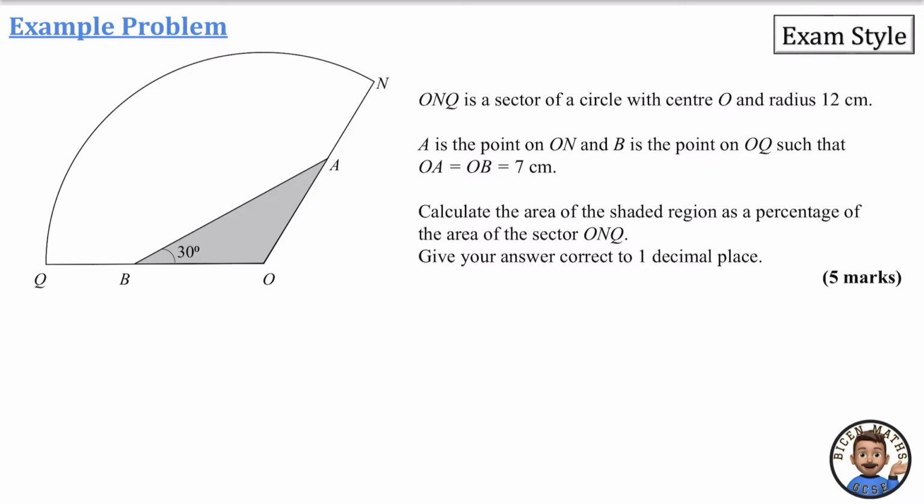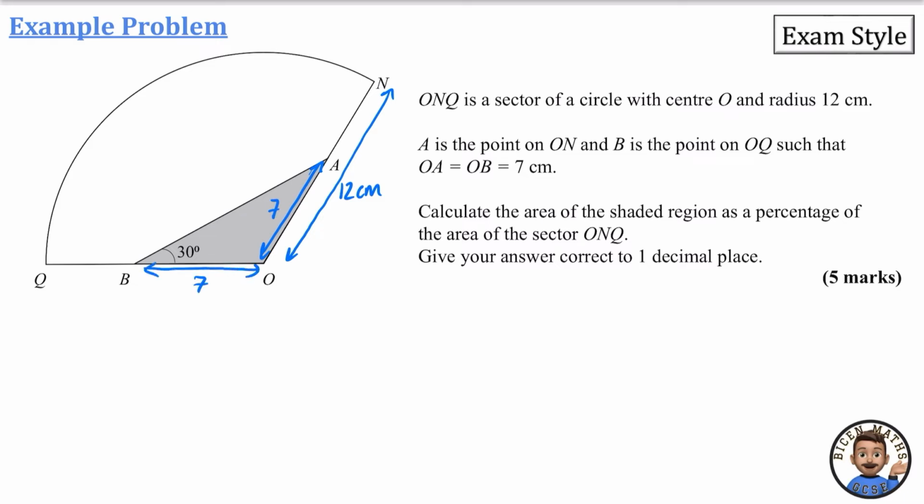It says that ONQ is a sector of a circle. ONQ. It literally just means like a slice of the circle. And it says center is O and the radius is 12 centimeters. So they don't always give you this information, but I'm going to want to put that on the diagram just to make sure that I know that this is 12 centimeters. It then says that A is on the point ON, great, I can see that, and B is on the point OQ, such that OA is equal to OB, which is equal to 7. So that means that this distance here is 7, and also this distance here is 7.